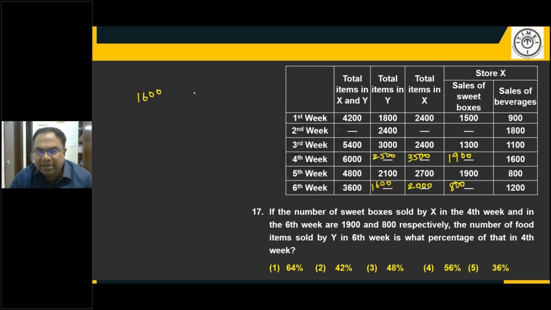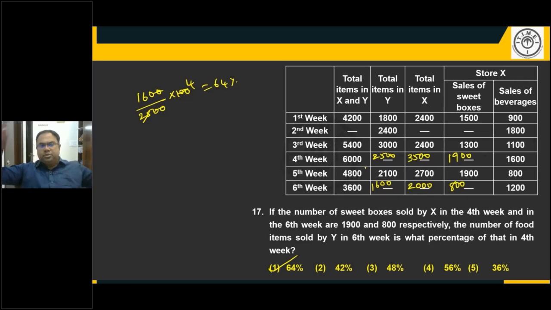What percentage of fourth week? Fourth week is 25 into 100. Simple question now. Why have you taken so much time? 64%. Choice 1. How was it, Praful, Suyog and Apal Raju? Easy question now. Once the data is there on your sheet, this table, you can answer the questions easily. Easy question. I don't know what happened. Easy question actually. Right?